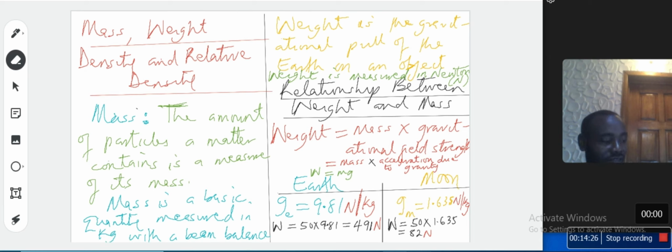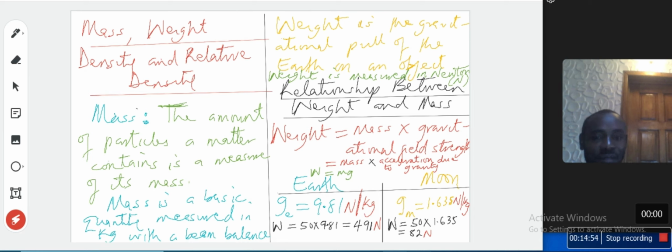So it's a difference. What other difference? We don't need to write that separately. That has already been captured. Which other one? Okay. Now you said mass is the quantity of matter or particles in a matter. That's for mass. While weight is the force, or pull of the Earth, the gravitational pull of the Earth on an object.